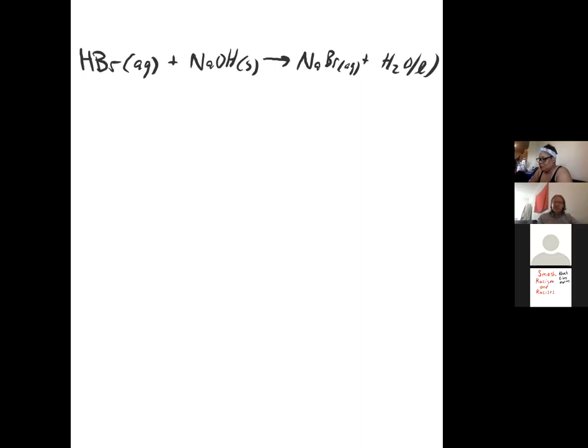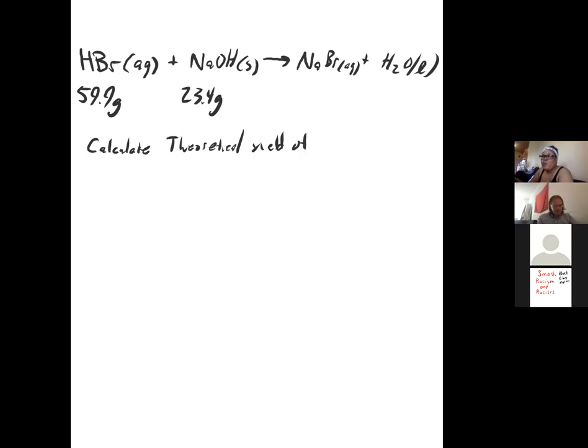Now, here's what they tell you. You've got 59.9 grams of this. And it's going to react with 23.4 grams of this. Okay? And then they ask you to calculate the theoretical yield. Let me just make sure I get the wording right, of NaBr. Okay? Theoretical yield.